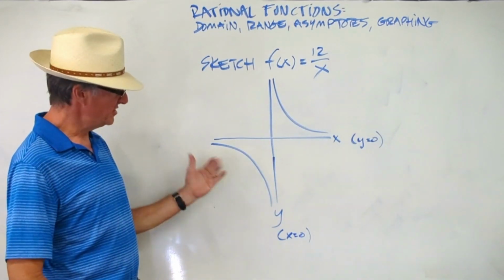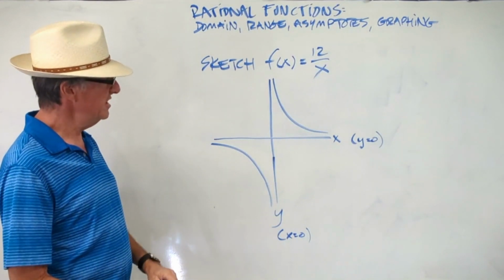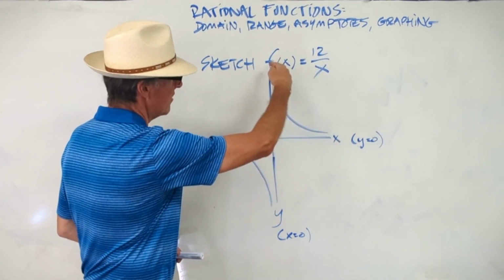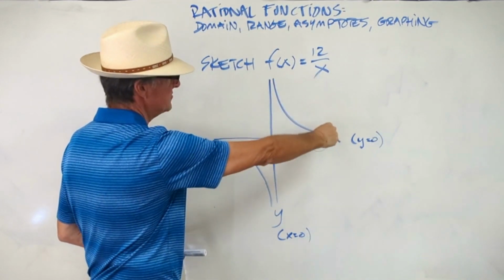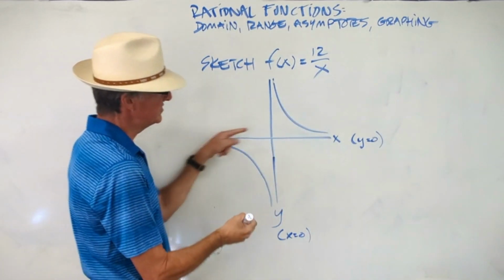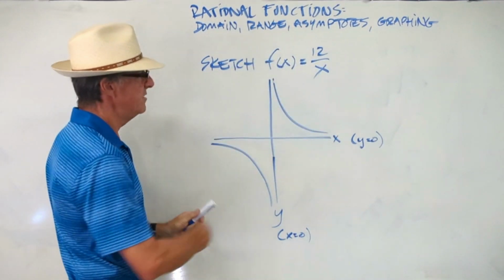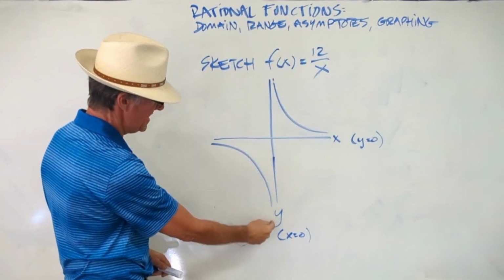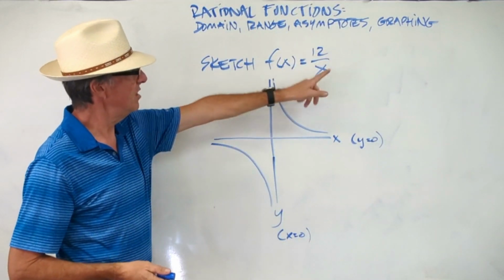So all I did is I sketched my graph from my graphing display calculator, and you can see that when x is in the positive realm, it approaches infinity as x gets very small, and it approaches 0 as x gets very big. So that's what we discussed before. And then when x is negative, it does the same thing, except now it's in quadrant 4 instead of quadrant 1. So there's a graph of 12 over x.